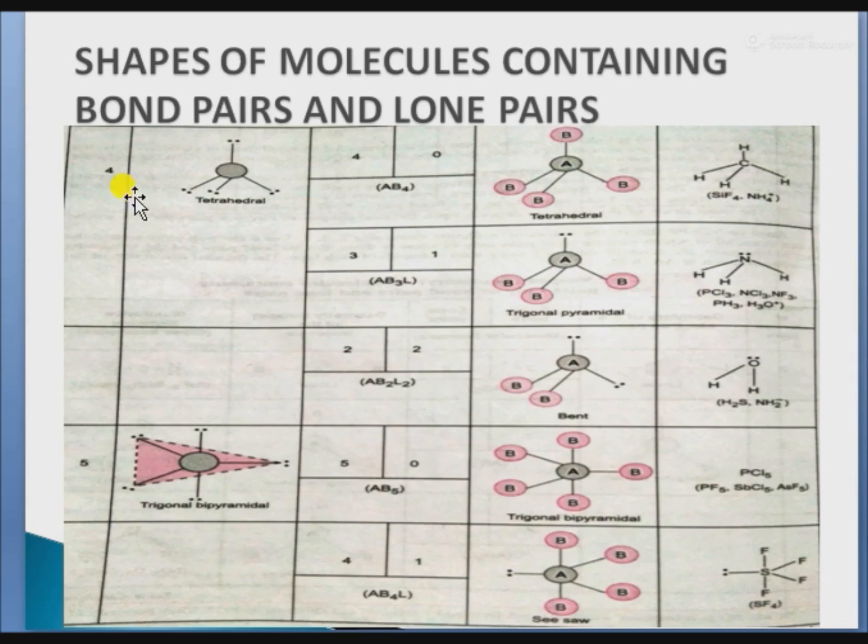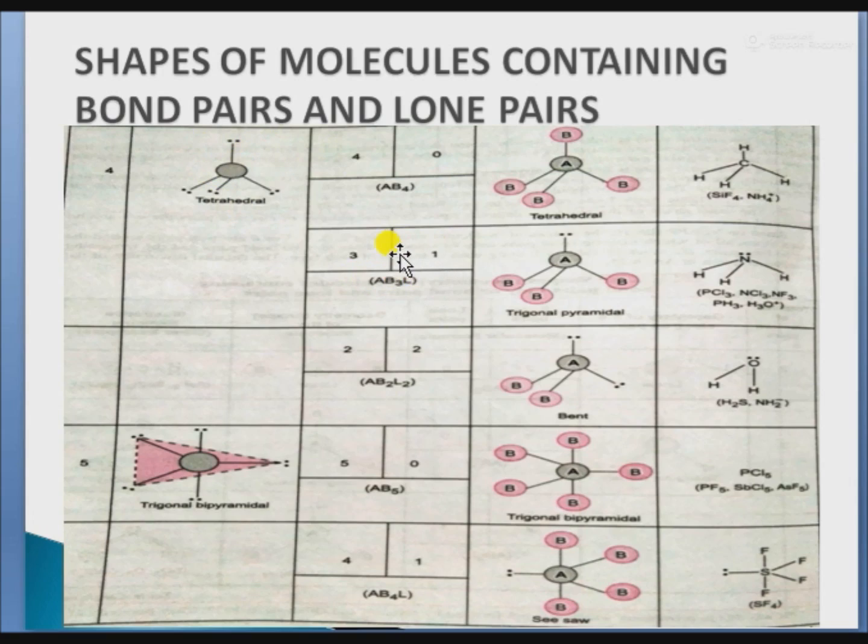Next is when the number of electron pairs is 4 and the shape is tetrahedral. The formula is AB4. For example, CH4, SiF4, NH4+. All these molecules form the tetrahedral geometry with bond angle of 109 degrees, and electron pairs are arranged tetrahedrally.